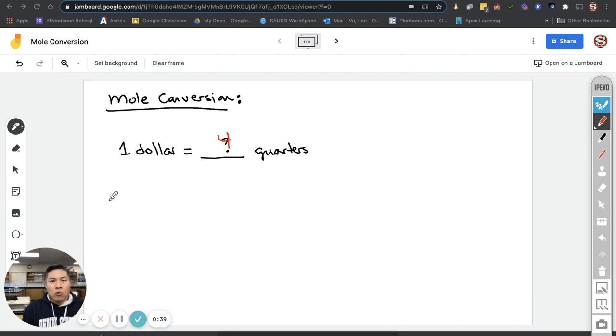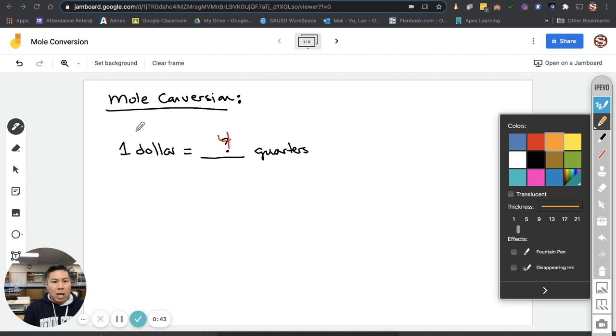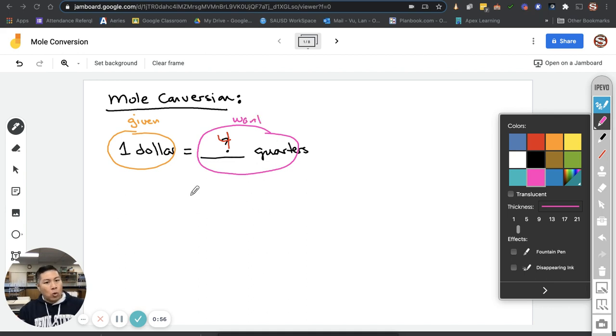So to write this out, you have to know a couple things. First, you have to know what's given to you, right? So this $1 right here is called the given. That's the given amount that I gave you. Then you need to know what you want. And that's basically this part right here, right? What do I want to convert it into? I want to convert into quarters.